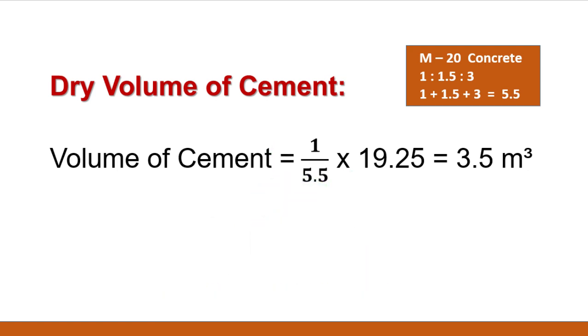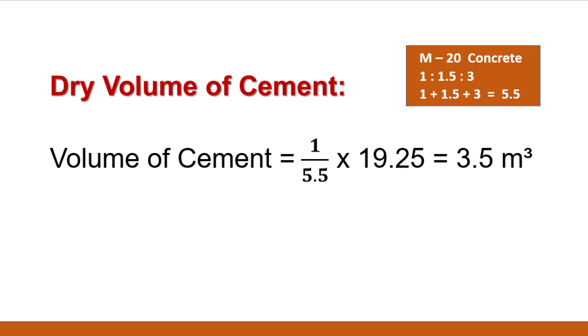Moving forward, we have used M20 grade concrete. If we sum up the given ratio, the total will be 5.5. But how much is cement in it? Cement is only one part in it, so 1 divided by 5.5, multiplied by the total volume of concrete.